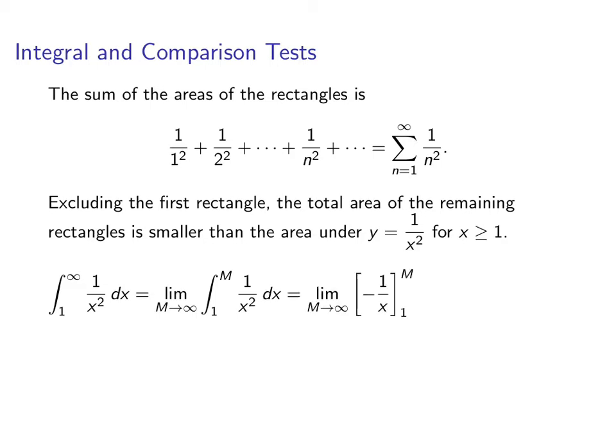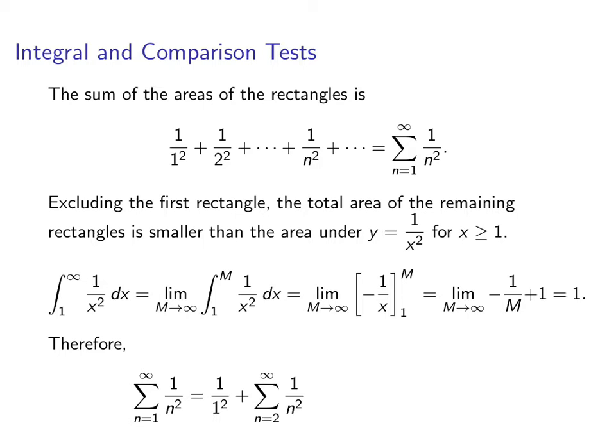That gives us a fairly easy antiderivative. So we wind up with the limit as m goes to infinity of negative 1 over m plus 1, and that equals 1. So that's the area under the curve. Now remember, we ignored the first term of the series because we're ignoring the first rectangle. What's left over, the remaining rectangles going from 2 out to infinity, is smaller than the value of the integral. So altogether, the sum of the series is no bigger than 2.